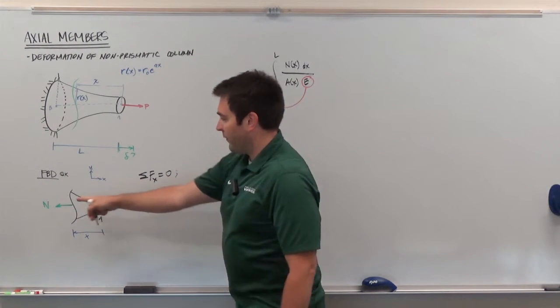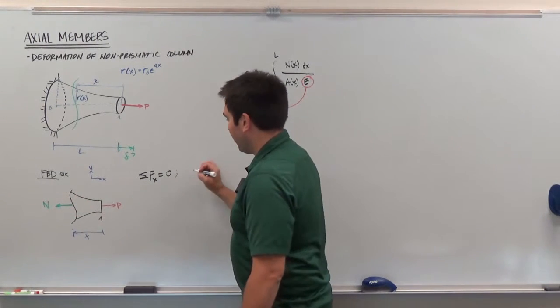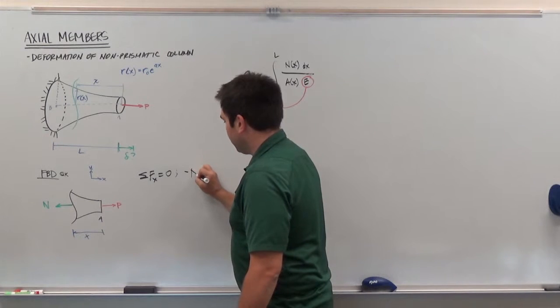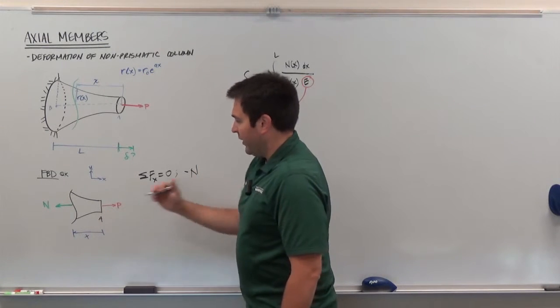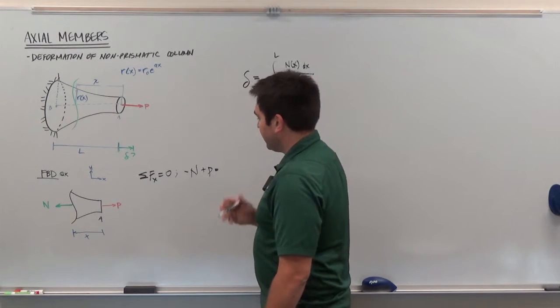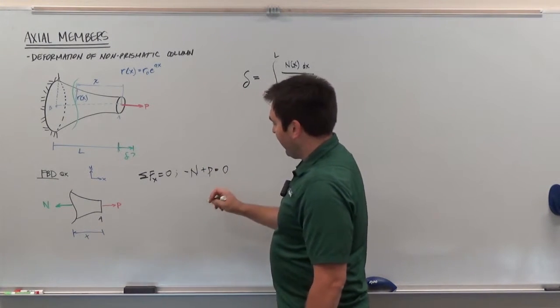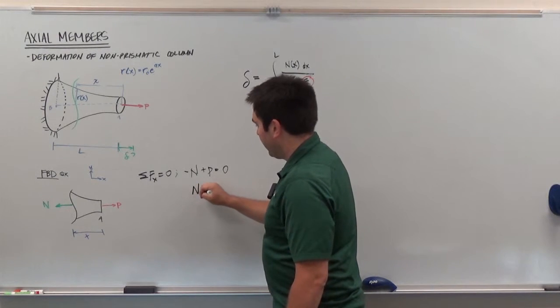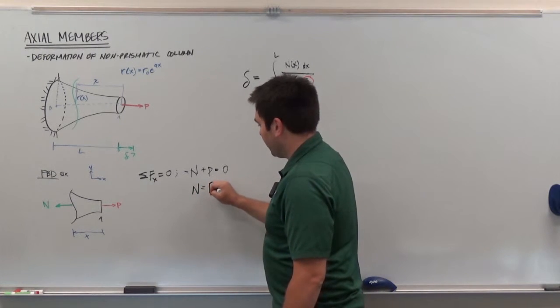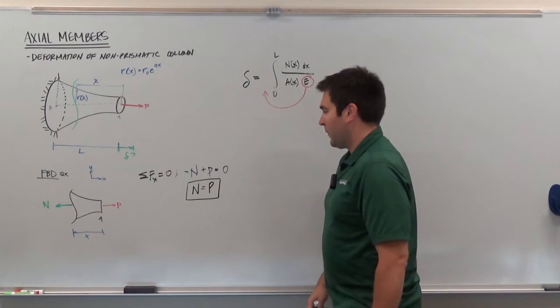So going from the far left to the far right, n is pointed to the left, so that's minus n. P is pointed to the right, so that's plus p. And because this is equilibrium, everything adds up to 0. If I rearrange that, I get the very simple result that n is equal to p.